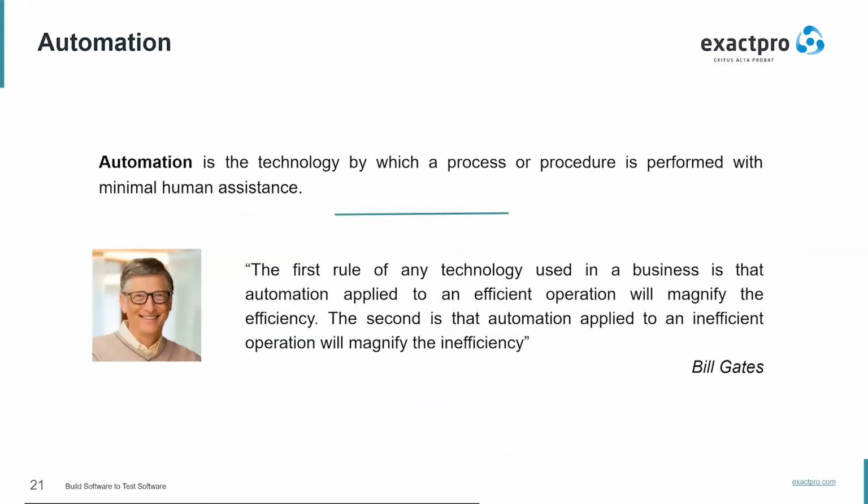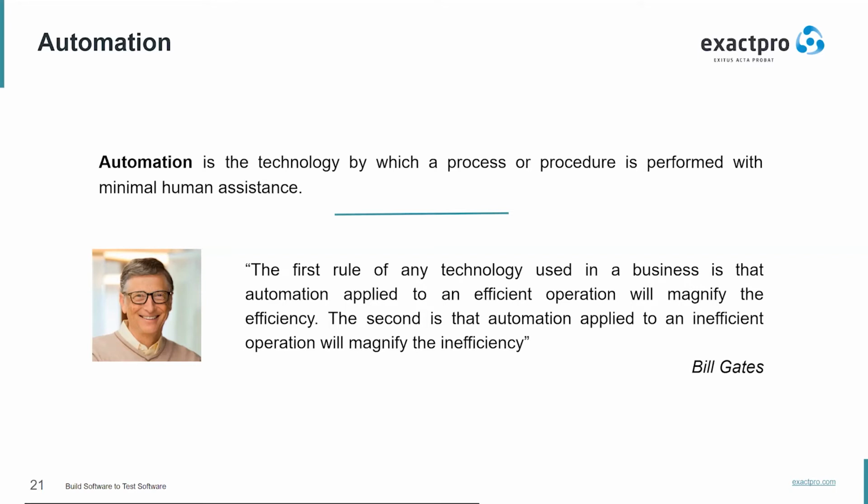With regards to automation, it's important to remember those two rules which were offered by Bill Gates. The first rule of any technology is that automation applied to an efficient operation will magnify the efficiency. And the second rule is that automation applied to an inefficient operation will magnify that inefficiency. So if you're sure that your testing is effective, go ahead and automate it. But if you choose to organize testing in some ineffective way, you are most likely to make it even worse.